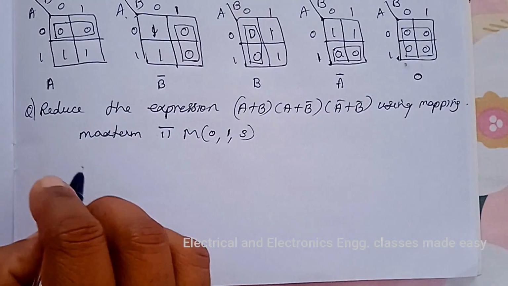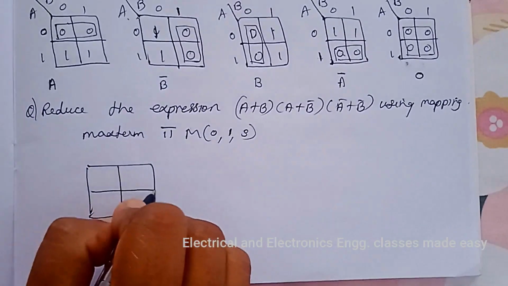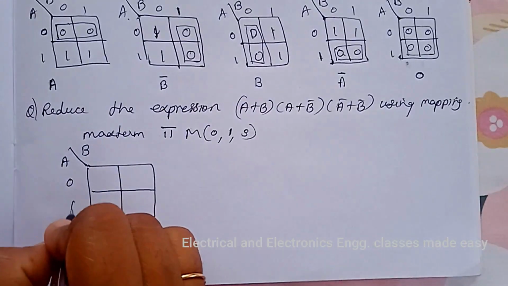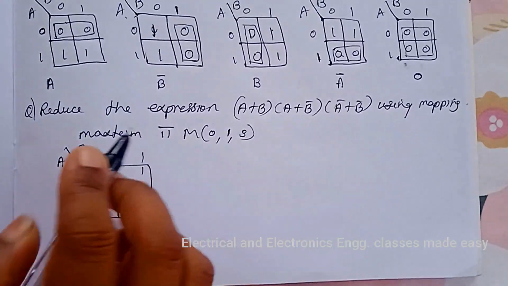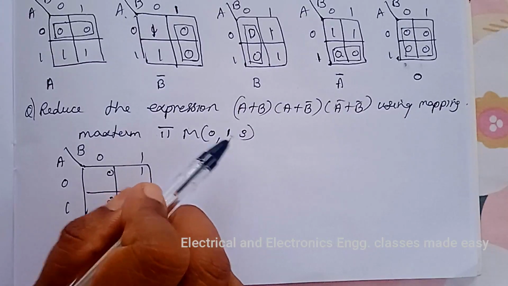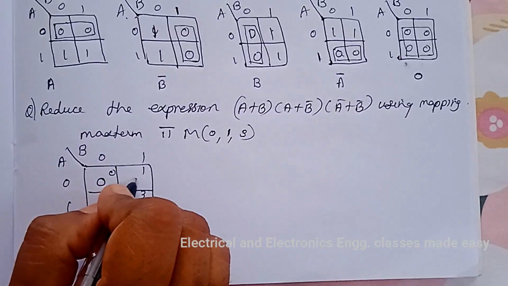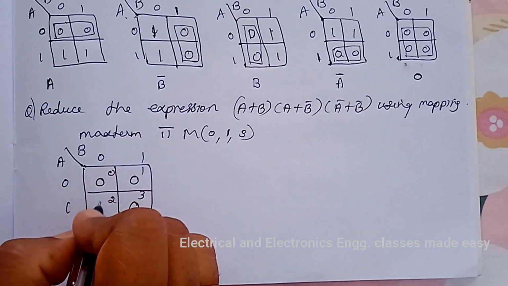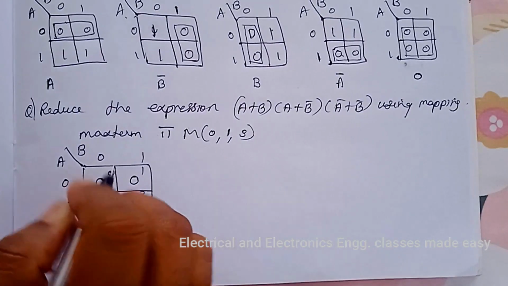And we can draw the K map. A B 0 1 0 1, 0 1 2 3, and the max terms present are 0 1 3. So 0, then 1 and 3 are present, and 2 is not present, so we can put 1 here.